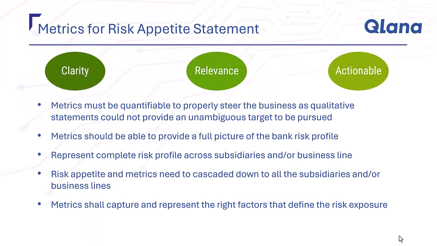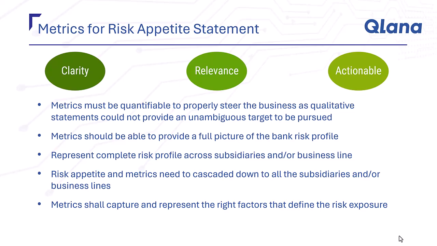In general, the metrics need to be clear, relevant, and actionable. Nothing else will help you to get concrete results. So the metrics must be quantifiable so you can actually steer the business. You would like to know how much risk exposure you have, and even more, how much a specific transaction will add to the risk exposure. This is quite essential because now you not only use risk appetite for reporting, you also use it for forward-looking steering. Qualitative statements could not provide unambiguous answers. There needs to be quantification.